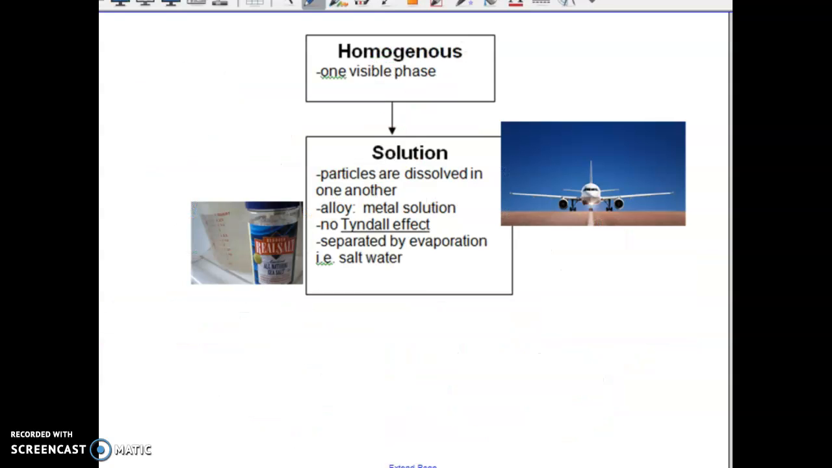Okay, so homogeneous mixture, as we mentioned, is one visible phase, and it's also known as a solution, right? So this is why it's interchangeable, because really there's only one type of homogeneous mixture, and that is a solution. So if I tell you we have a solution of sugar and water, that's automatically a homogeneous mixture because of the term solution.